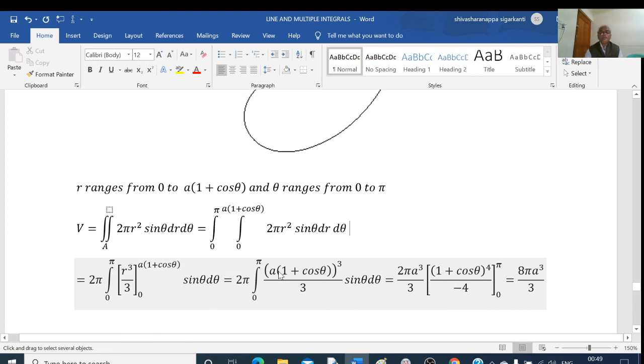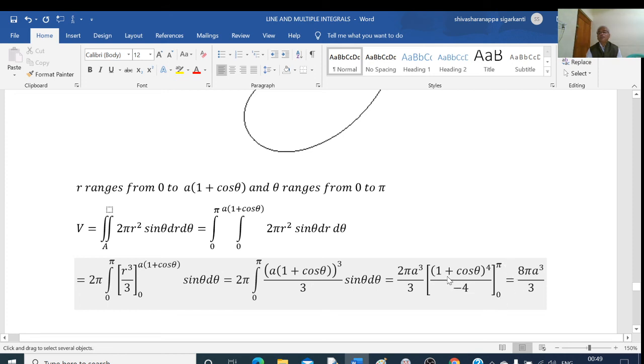What is the integration of this? I will integrate this by substitution method. Put 1 plus cos theta equal to t, then this will become t cube. Differentiating, I am getting sin theta d theta equal to minus dt. So this will become t cube into minus dt. Minus as it is, t cube integration is t to the power of 4 divided by 4. This is between 0 and pi.